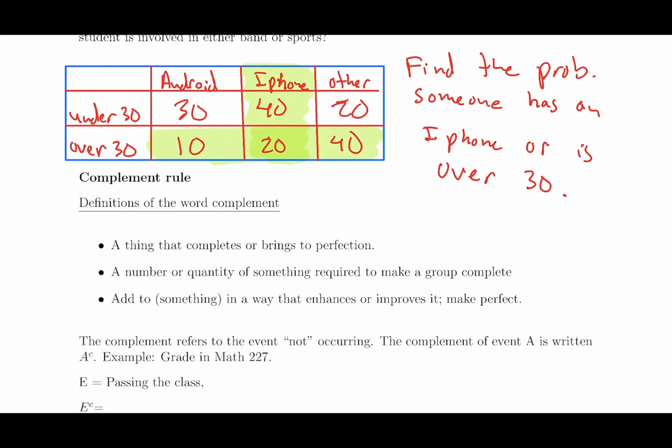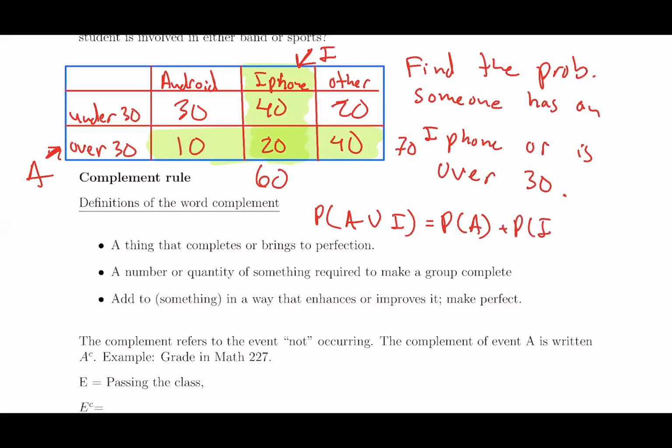What you could do is get the totals of those amounts. The total people that have an iPhone is 60. The total people that are over 30 is 70. I'm going to denote this as A and this as I. We want to find the probability they're over 30 plus the probability they have an iPhone, subtracted by the probability that they are over 30 and have an iPhone.